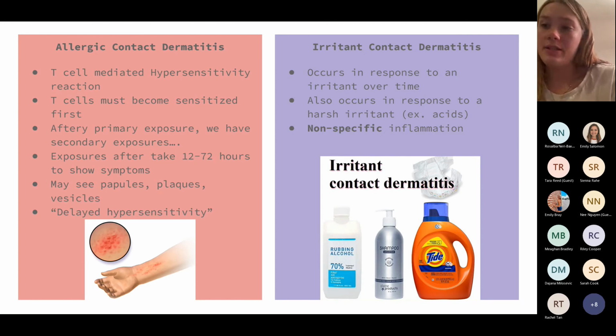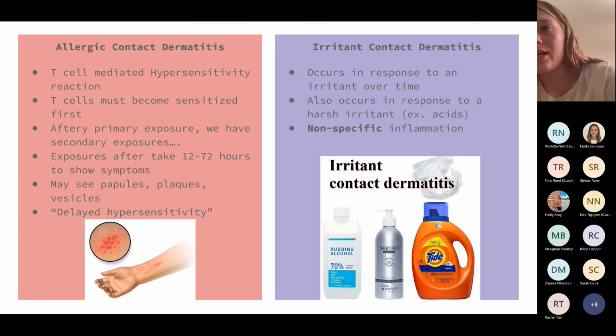A couple other skin issues: allergic contact dermatitis. This is a T-cell hypersensitivity reaction. It usually does require a primary exposure, but this is our delayed hypersensitivity. Essentially, it causes inflammation, redness, papules, plaques, etc. But it does take a little bit of time to build up this allergic reaction. This is more of our common allergic reactions.